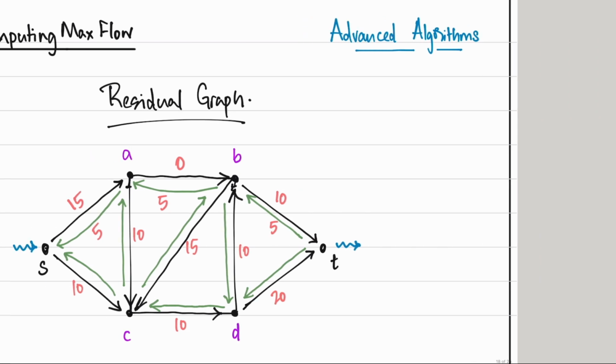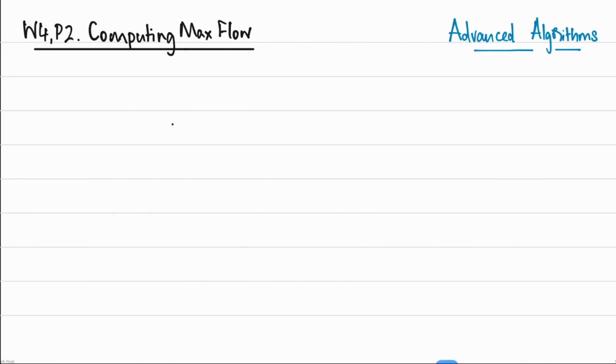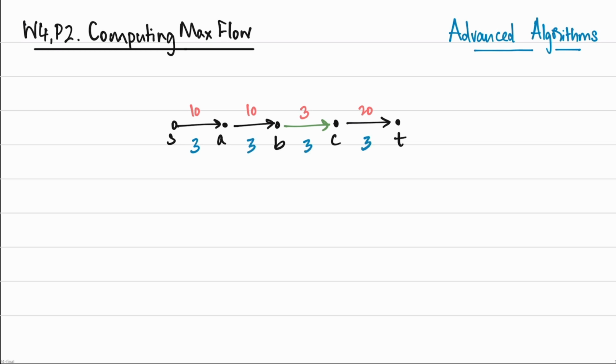Okay, so for instance, if we had, let's say, an S to T path which looked like this, and let me put down some capacities here, and these are capacities from the residual graph. And let me put down some flow here. Let's actually do a bottleneck flow.